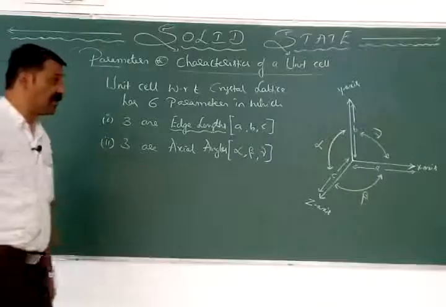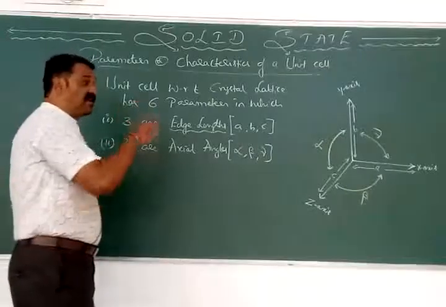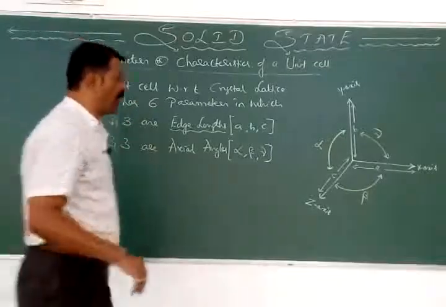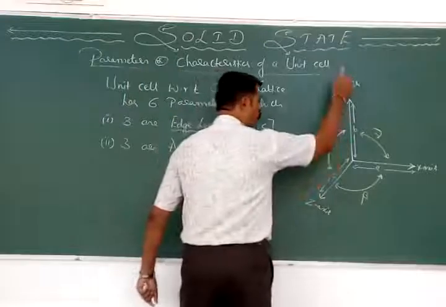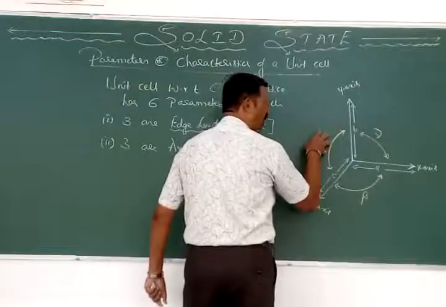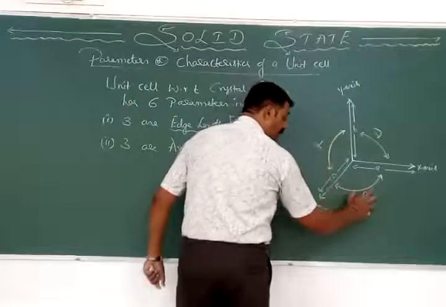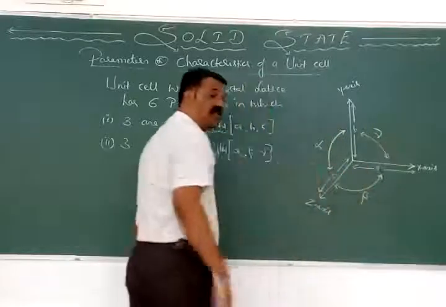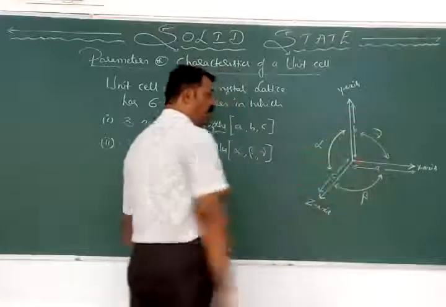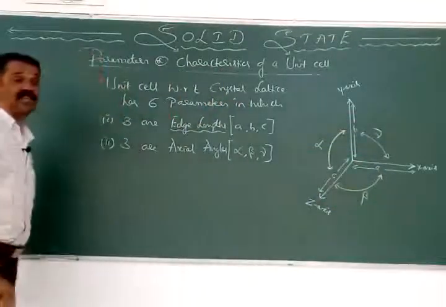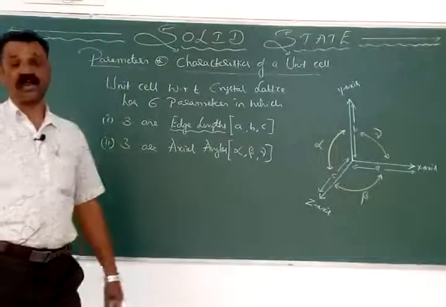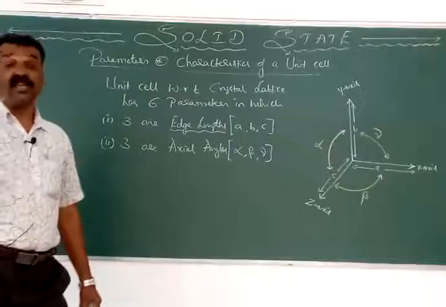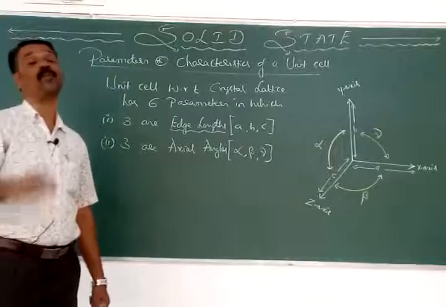What is alpha here? It is the angle existing between two axes. Between B and C, meaning between the Y and Z axes, it is alpha. Beta is the axial angle between the Z and X axes, or X and Z axes. Whereas gamma is the axial angle between the X and Y axes.